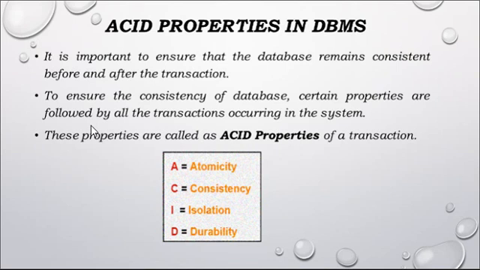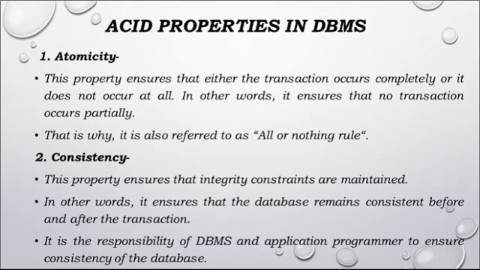It is important to ensure that the database remains in a consistent state before the transaction and after the transaction. To ensure the consistency of the database, certain properties are followed by all the transactions occurring in the system. These properties are called ACID properties of a transaction. They include atomicity, consistency, isolation, and durability. This whole set of properties is known as the ACID property. First, we will discuss what atomicity is.